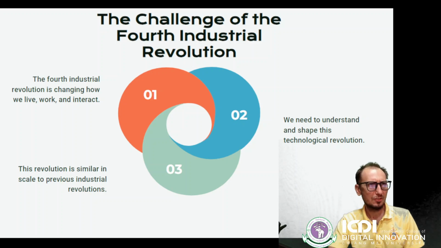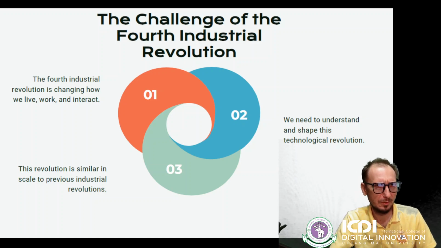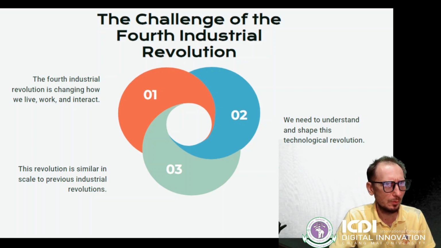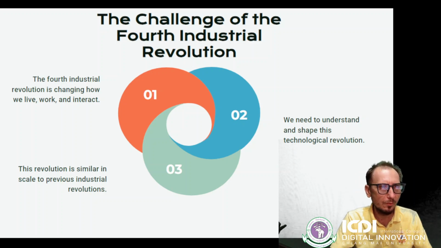So, what are the challenges of the fourth industrial revolution? So, number one, the fourth industrial revolution is changing how we live, work, and interact. We need to understand how these things are shaping the technological revolution. And this revolution is similar in scale to previous industrial revolutions, but is happening faster.